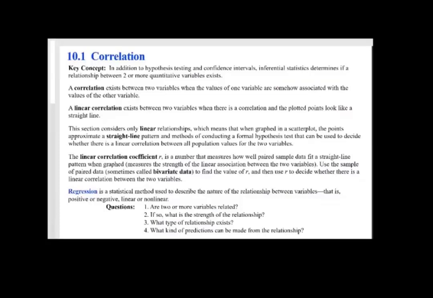Next topic we're going to look at is correlation and regression, starting with the first topic, correlation. Now we are looking at correlation. The key concept is, in addition to hypothesis testing and confidence interval, inferential statistics determines if a relationship between two or more quantitative variables exists.